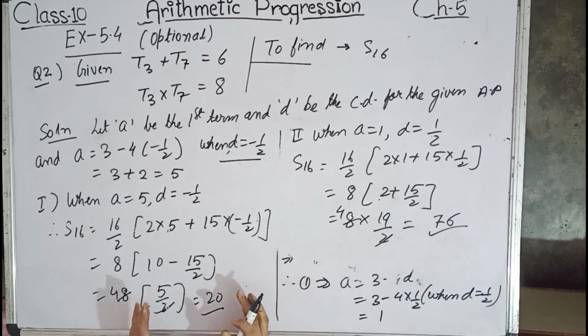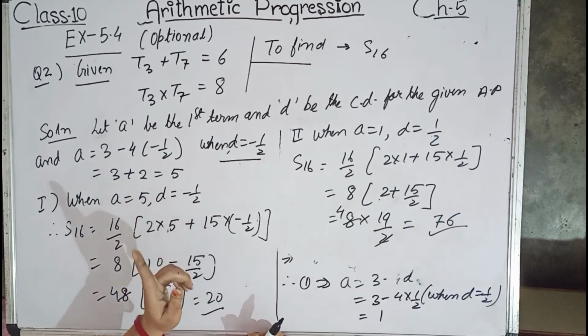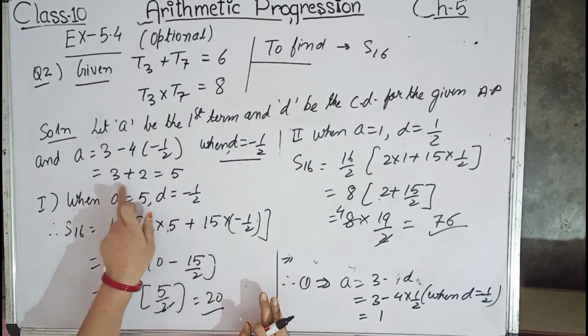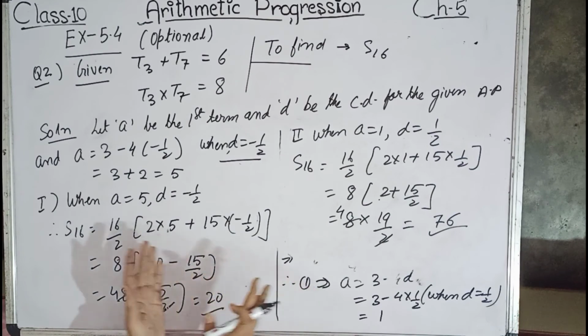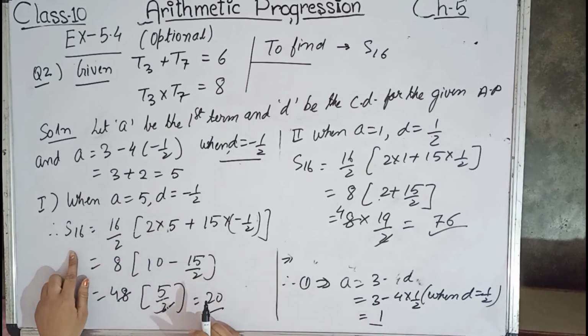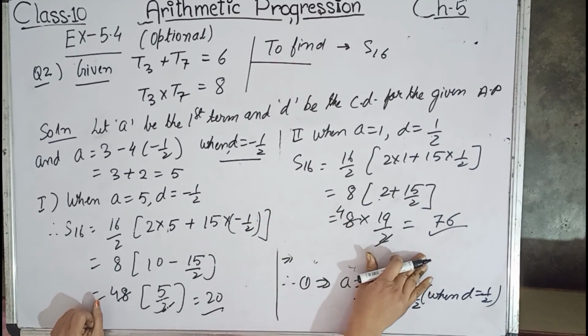Both the answers are valid over here because of this D value. D value was coming as plus minus 1 by 2. So for minus 1 by 2 we got one A value, and for plus 1 by 2 we got the other A value, that is 1. So for both the conditions you find S16. For the first we are getting 20 and for the other we are getting 76.